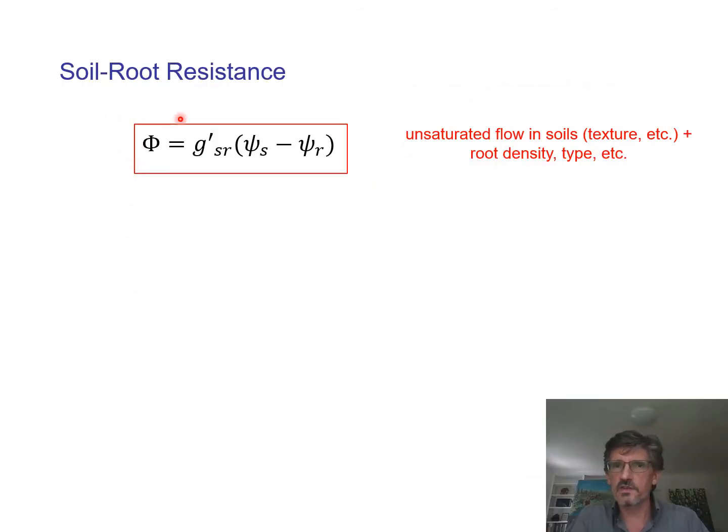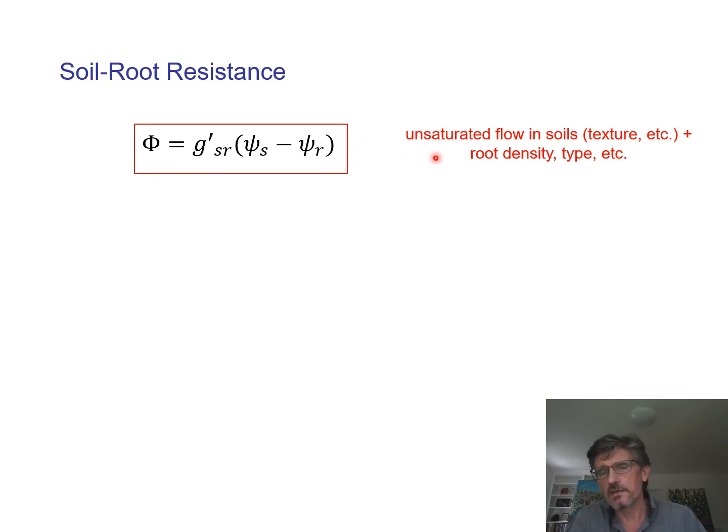The soil root resistance first. So there is a transport of water phi from the soil to the roots through a proportionality constant, which is this conductance, the soil root conductance, and the gradient of water potential between the soil and the roots. This is the thermodynamic potential, the force that drives the flux of matter, in this case, liquid water.